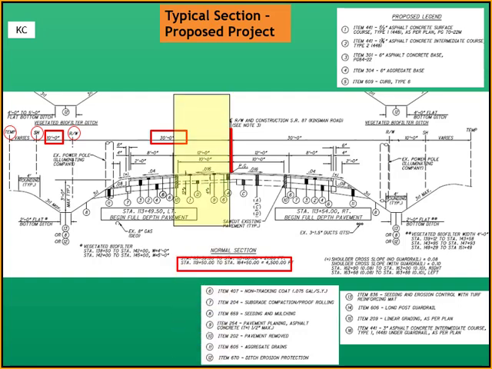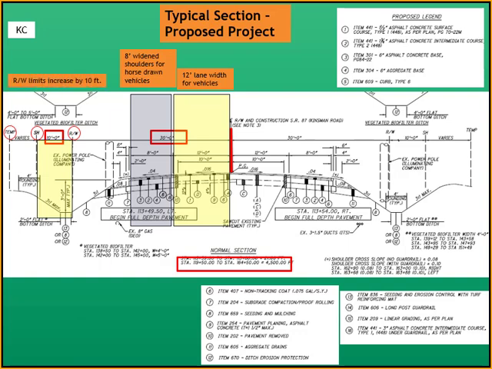That yellow highlighted area I put in shows 12-foot lane widths for vehicles. That would be for cars and trucks to drive on. I've just inserted a gray highlight. That is an 8-foot widened shoulders, and that is for horse-drawn vehicles. I've inserted another yellow highlight that represents the new SH take area.